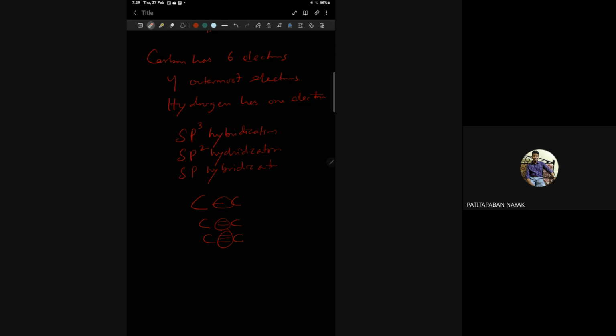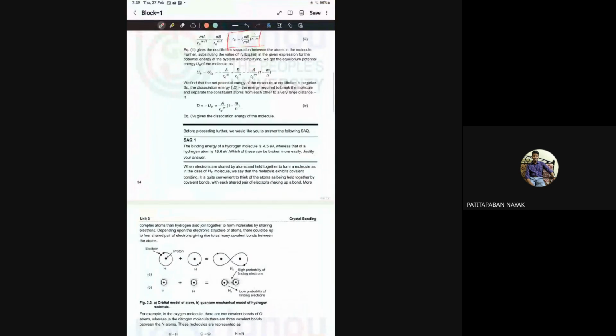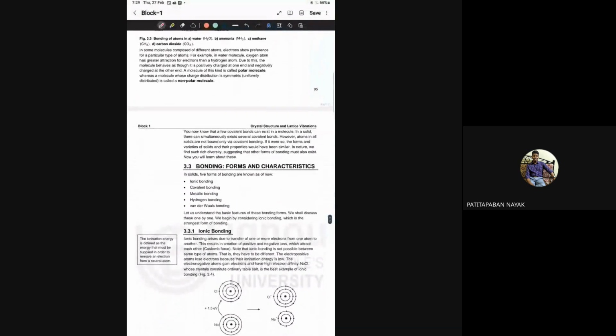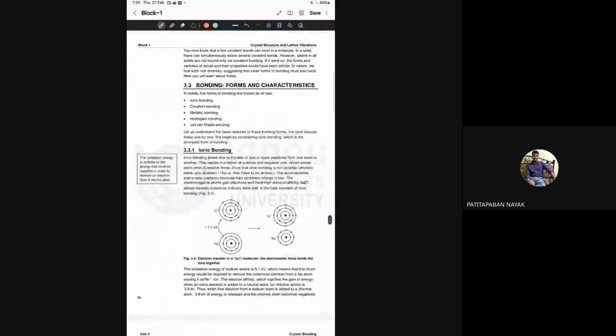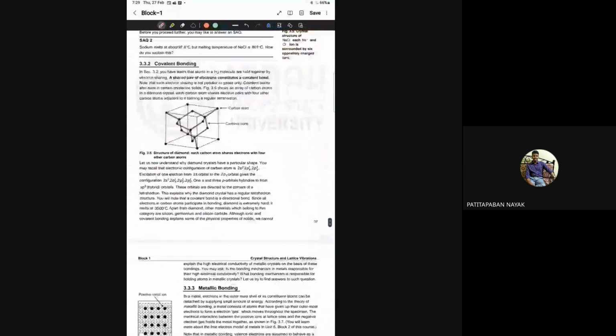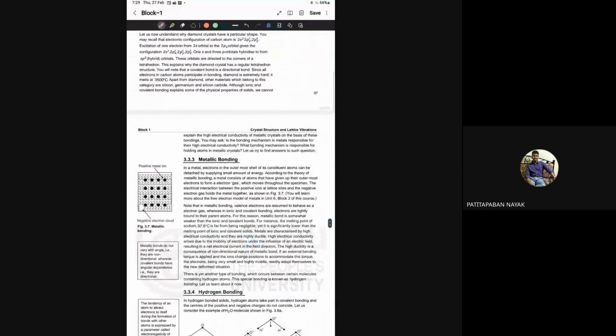A pair of electrons is shared by both atoms. Okay. Ionic bonding, covalent bonding, metallic bonding.